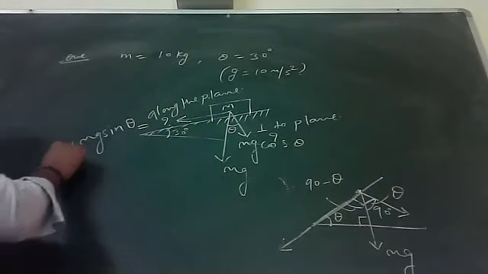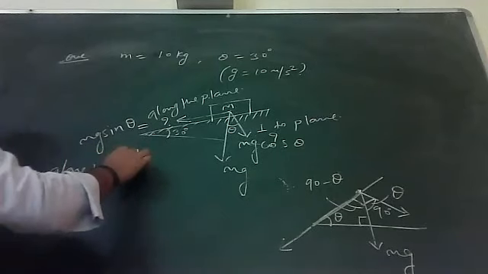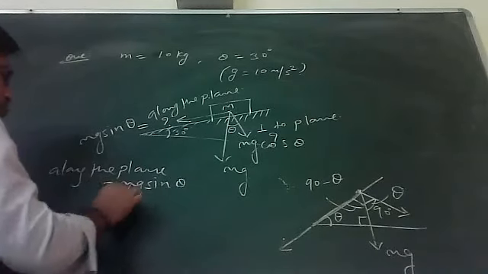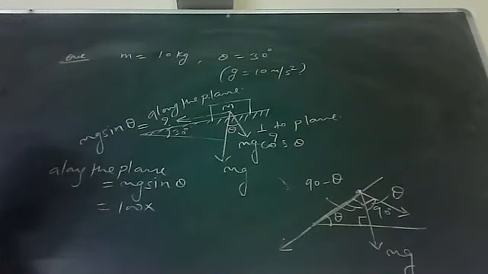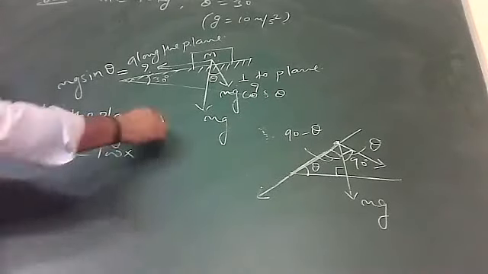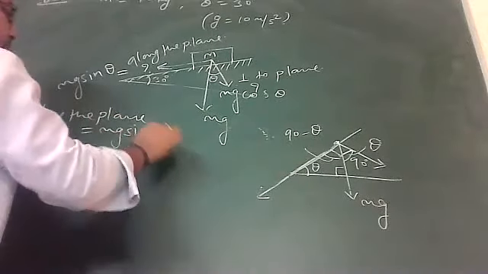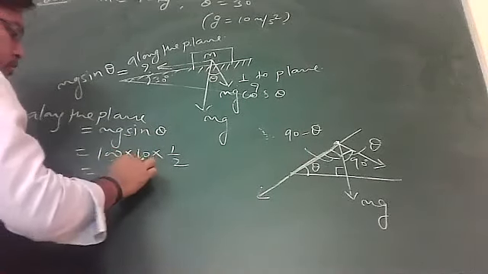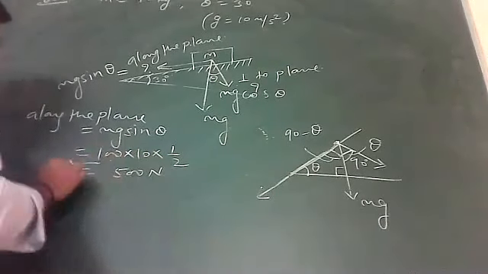Now, what is along the plane? Along the plane is your mg sin theta. M is your 100. It is not visible to you. I will change the direction slightly, then you will see the content also. That is the point. Along the plane is mg sin theta. M is 100, g is 10, and sin 30 is 1 by 2. You will get 1000 by 2, that is 500 Newton, along the plane.